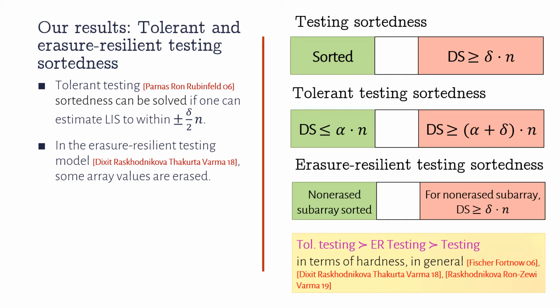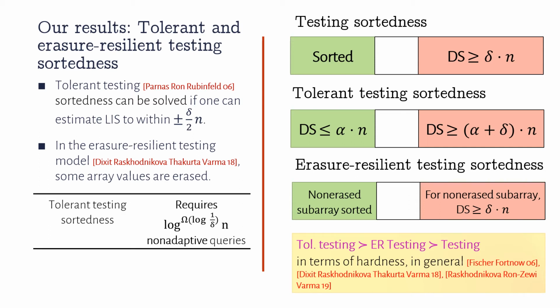From a sequence of works, it is known that in general, tolerant testing is strictly harder than erasure resilient testing, which is strictly harder than testing. And these models are defined for more arbitrary properties, not just sortedness. And this is what we mean by the following statement. There is a property for which tolerant testing is very hard, but for the same property, erasure resilient testing for comparable parameters is very easy. And similar statements hold for other inequalities.